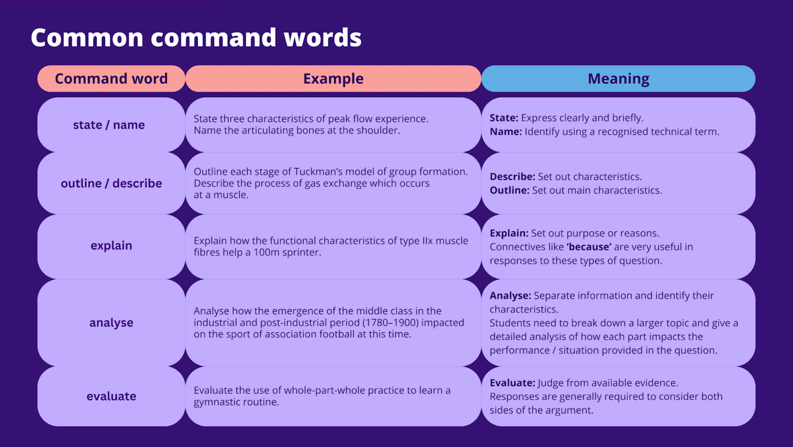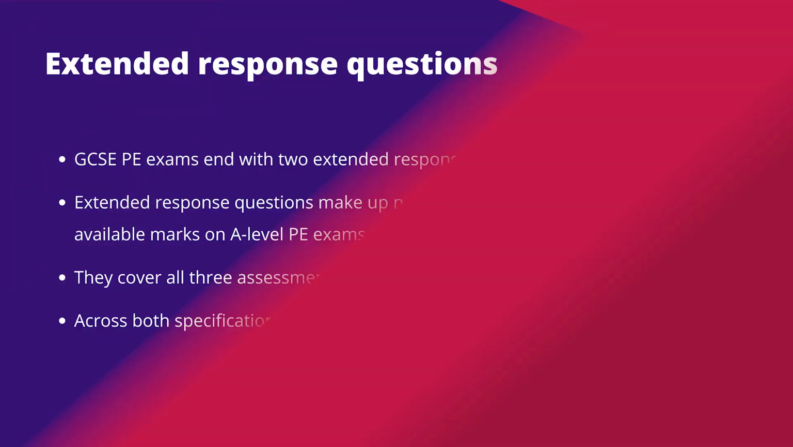Finally, the AO3 command words are analyze and evaluate. Analyze questions require students to break down large topics and give a detailed analysis of how each part impacts on the performance or situation provided in the question. Evaluate requires students to present advantages and disadvantages relevant to the specific scenario and their impact on performance. To access full marks, students will be required to consider both sides of an argument.